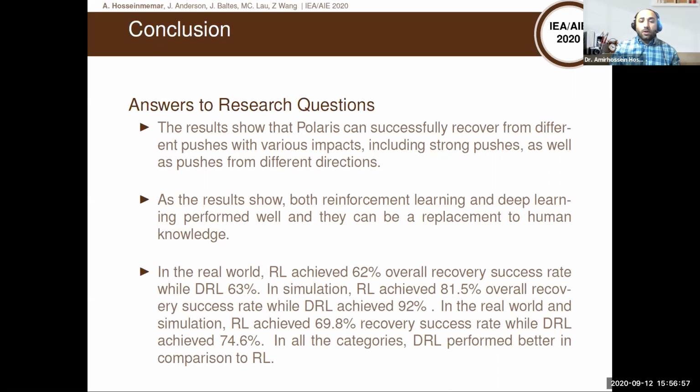In the real world, RL achieved 62% overall recovery rate, while deep reinforcement learning achieved 63%. In simulation, RL achieved 81.5% overall recovery success rate, while DRL achieved 92%. In the real world and simulation, RL achieved 69.8% recovery success rate, while DRL achieved 74.6%. In all the categories, DRL performed better in comparison to RL.